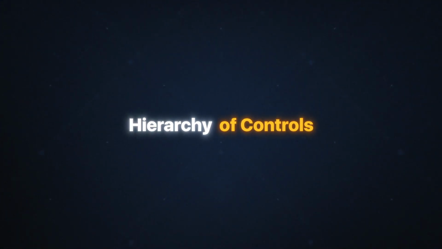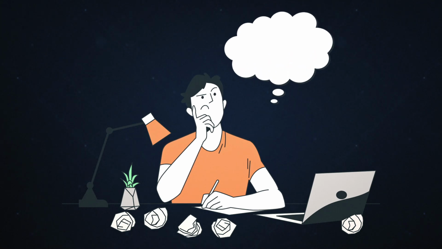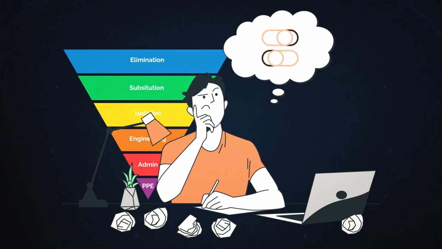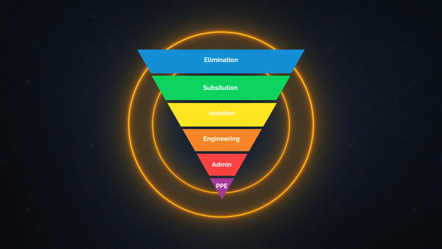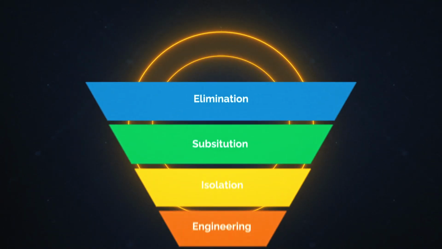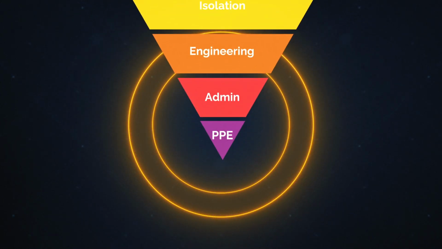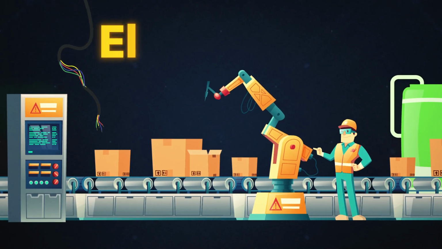Hierarchy of controls. Once you've assessed the risks, the next step is to decide how to control them. The hierarchy of controls is a system for choosing the most effective ways to reduce or eliminate risks. It works like a ladder, where the most effective controls are at the top and the least effective are at the bottom. Let's take a look at the different levels.